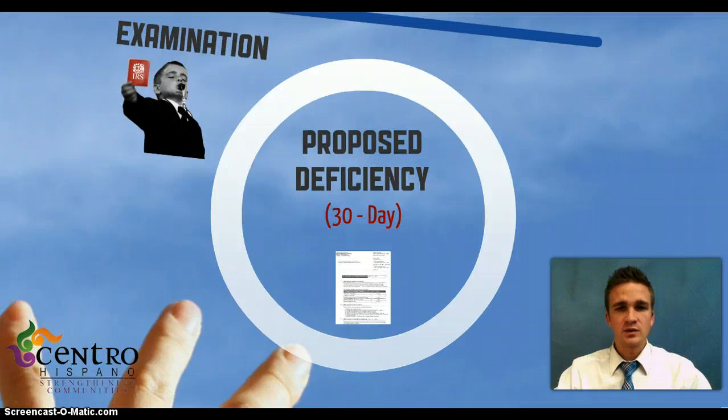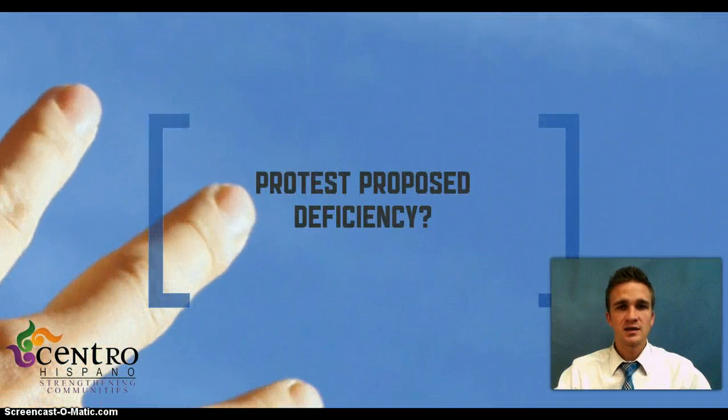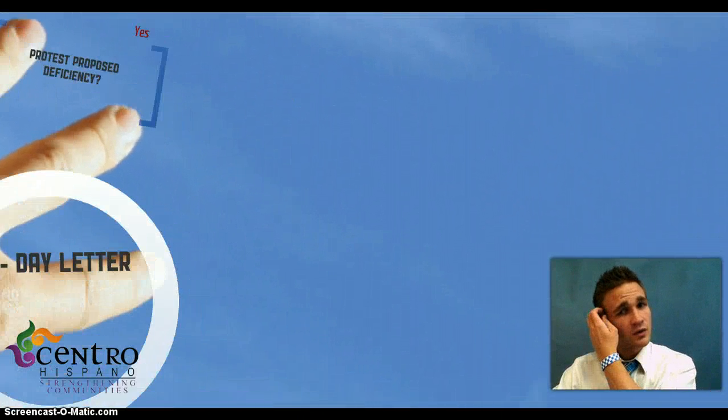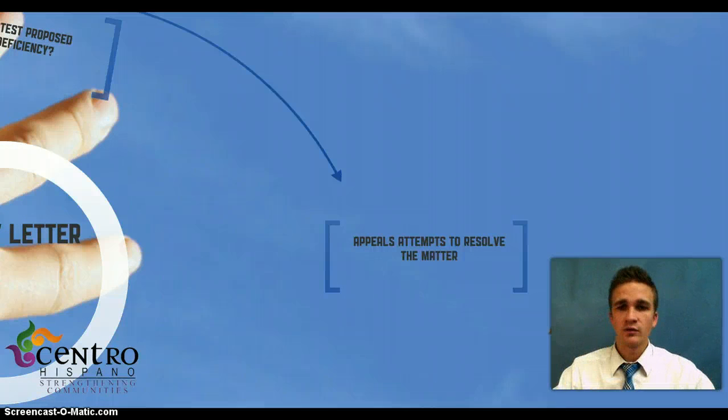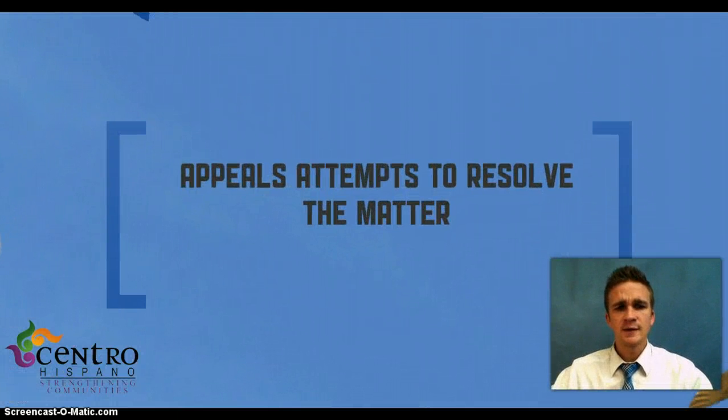So what you can do at this proposed deficiency stage is that you can protest the proposed deficiency. If you do that, then appeals will attempt to resolve the matter, and appeals is kind of a separate entity from the IRS, and they're set up with the purpose to provide an objective viewpoint on the situation and look at the information that's provided to them from the IRS and from the taxpayer, resolve the issue, and figure out who's in the right.